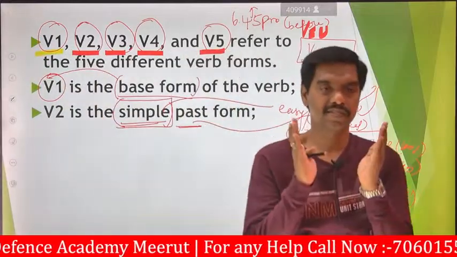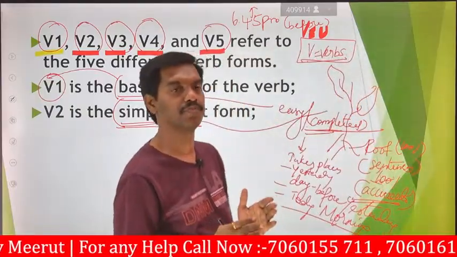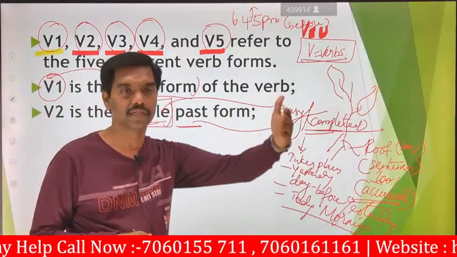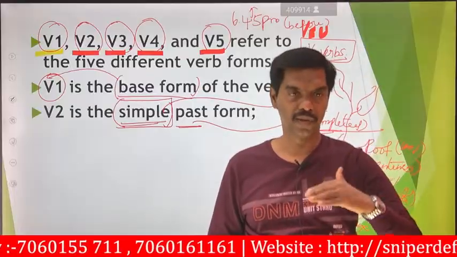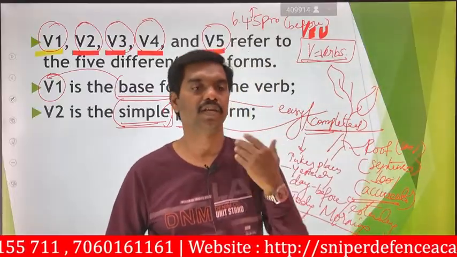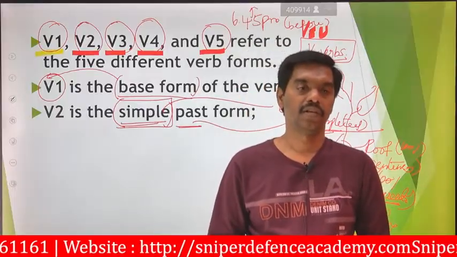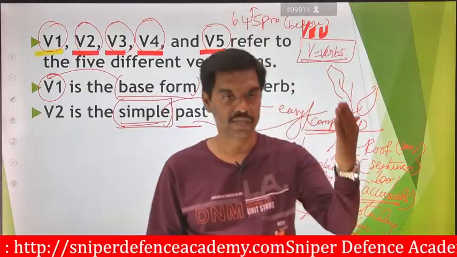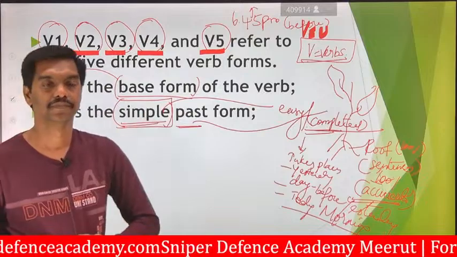Form means structure. Past means it took place, it is completed. Yesterday, the day before yesterday, today morning, today lunchtime. The work has taken place. I have taken lunch in the lunchtime. I have taken lunch at 1 p.m. I have taken breakfast at 9 a.m. So it has been completed.